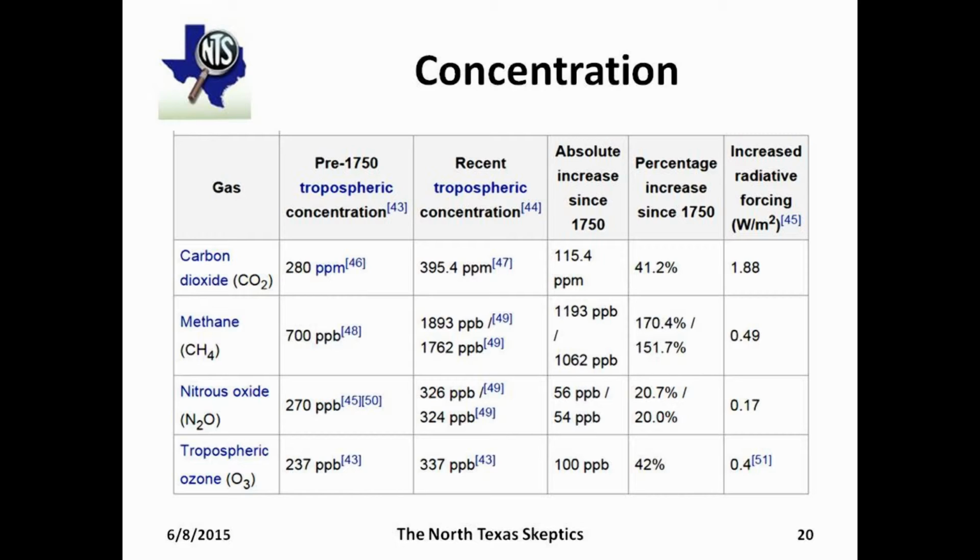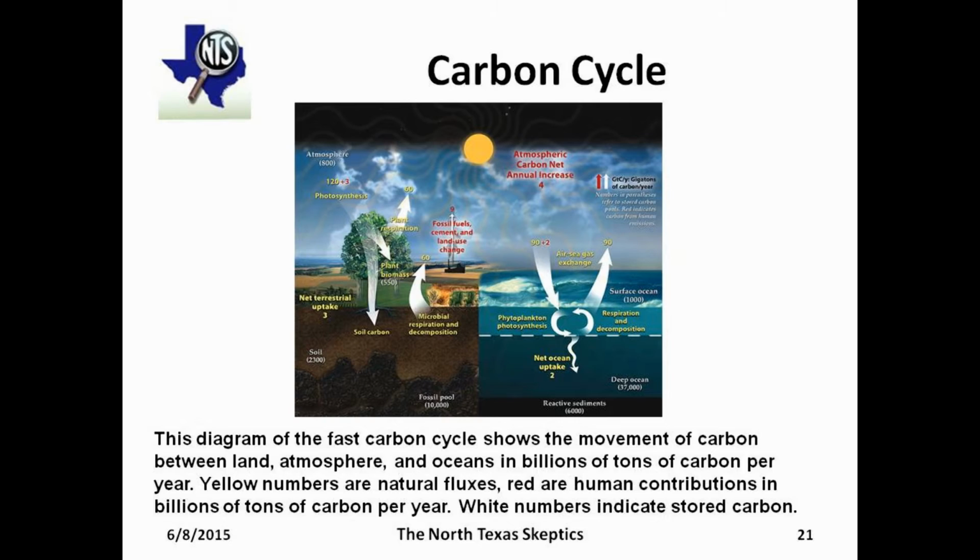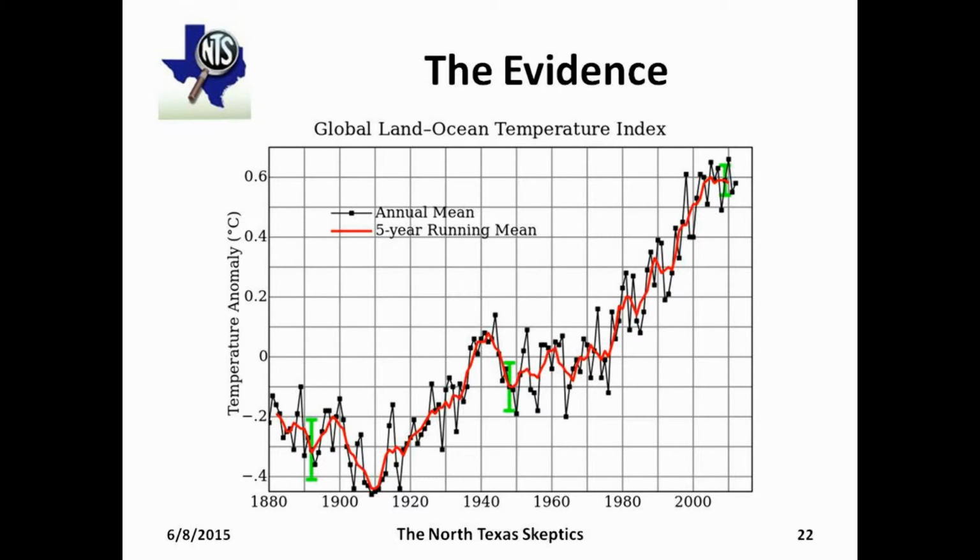In pre-1750, the concentration of carbon dioxide in the atmosphere was 280 parts per million. It's now really about 400 parts per million, and this has been principally due to human activity. Here's an illustration of the carbon cycle. If you can control the carbon, you can control the carbon dioxide, and this is where the carbon comes from and where it goes. Here's evidence of global warming.